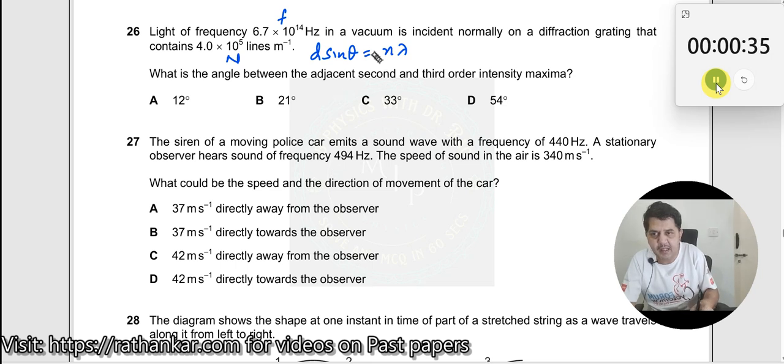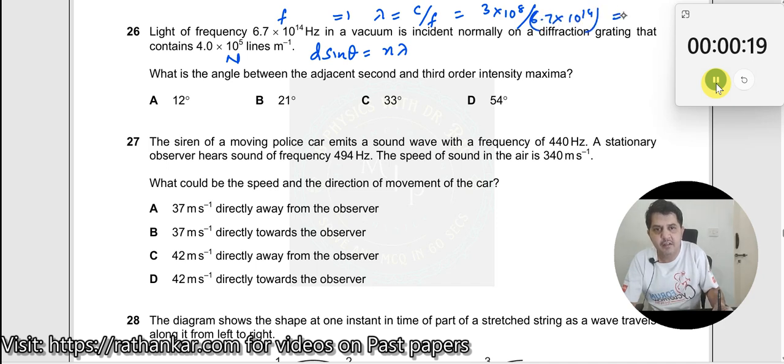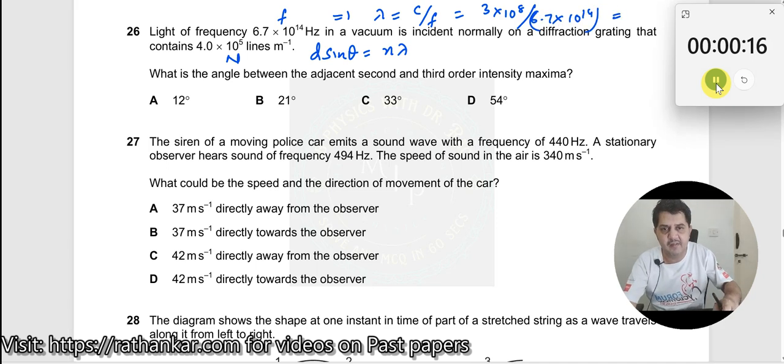Now, is lambda given? No, you can find out the value of lambda from here. How? We know that λ = c/f, right? So we will substitute 3 × 10^8 divided by 6.7 × 10^14, which should now be, let us calculate this.